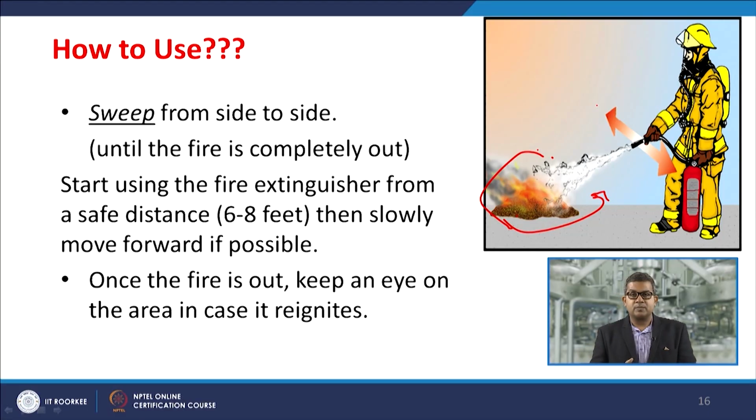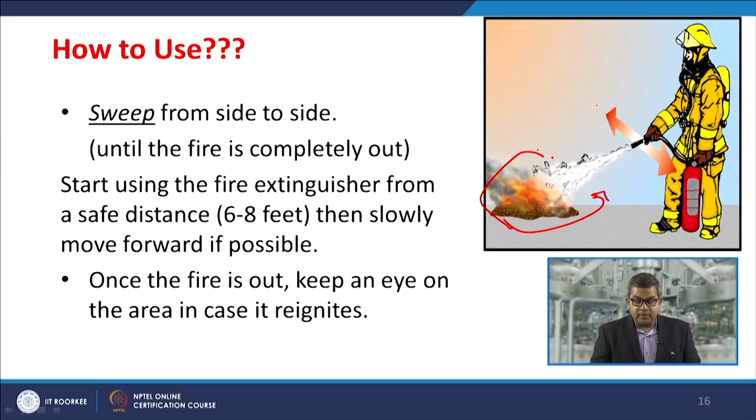completely extinguished. Start using the fire extinguisher from a safe distance, because your safety is prime, at around 6 to 8 feet. It all depends on what kind of fire. If it is an excessive fire, then definitely you won't be able to reach 6 to 8 feet because of the generation of excessive heat. Now, after approaching the safe distance, slowly move forward if possible. Sometimes if you see that the fire is extinguishing in this zone, then you may take the liberty to come a little bit forward to approach the fire.